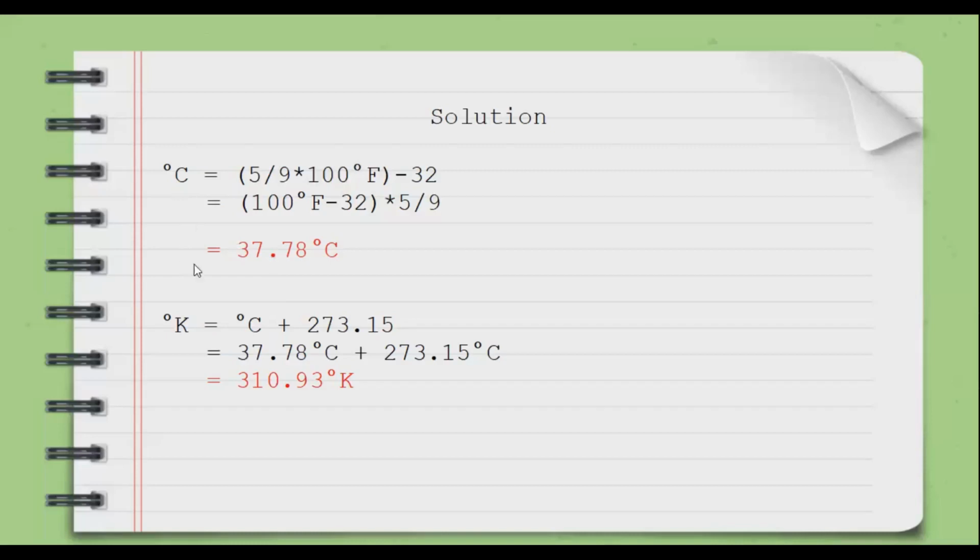All you have to do is substitute the computed value of degrees C into our formula: 37.78 degrees Celsius plus 273.15, which is our constant. So therefore, 100 degrees Fahrenheit in Kelvin is equal to 310.93 degrees.